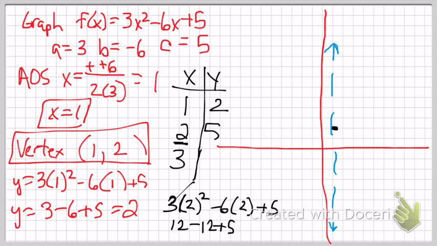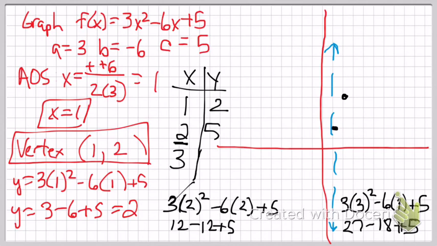So I go over here, 2, and up 1, 2, 3, 4, 5, make a point. And then at 3, I'm going to plug in 3. So 3 times 3 squared minus 6 times 3 plus 5. 3 squared is 9. 9 times 3 is 27. 6 times 3 is 18. So I get 27 minus 18 plus 5. 27 minus 18 is 9. 9 plus 5 is 14. So then I get a point at 3 comma 14. 1, 2, 3, 4, 5, 6, 7, 8, 9, 10, 11, 12, 13, 14, goes all the way up here.